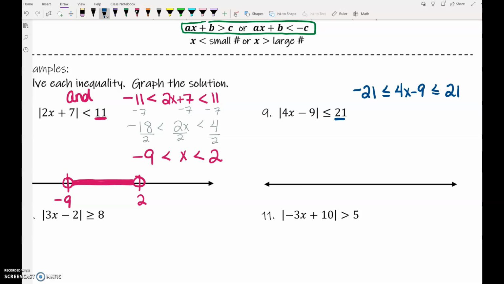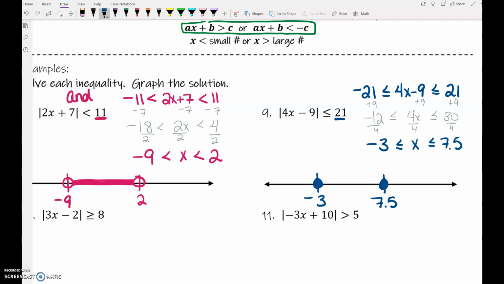Take a moment, solve that one. Negative 3 is less than or equal to x is less than or equal to 7.5. Or if you wanted to leave it as fractions, you could, or you could also change it to 15 halves, but decimals are fine. And then on your number line, we'd use closed circles at those two numbers and shade in between.